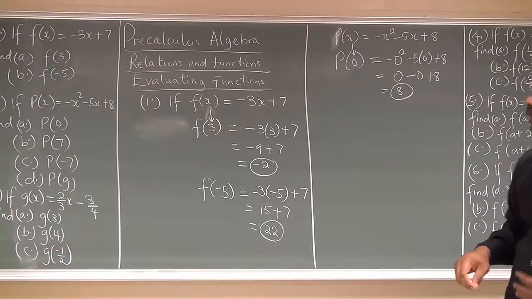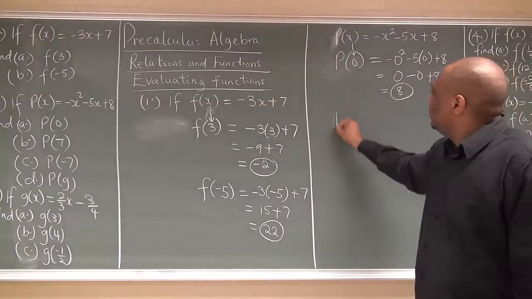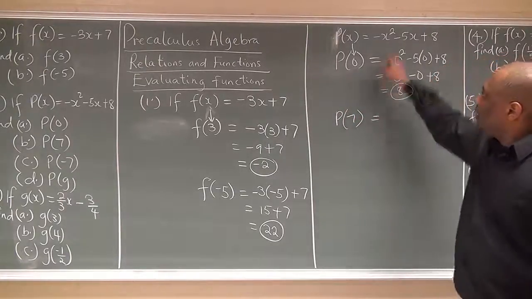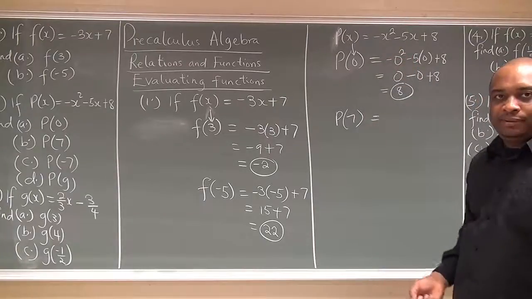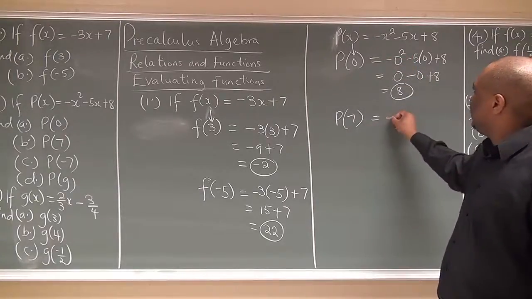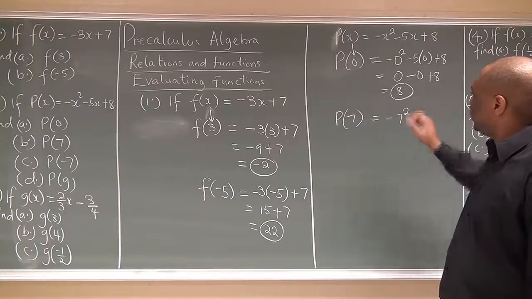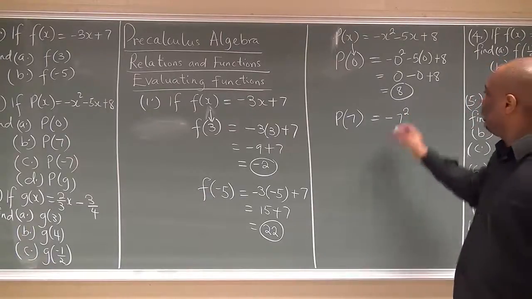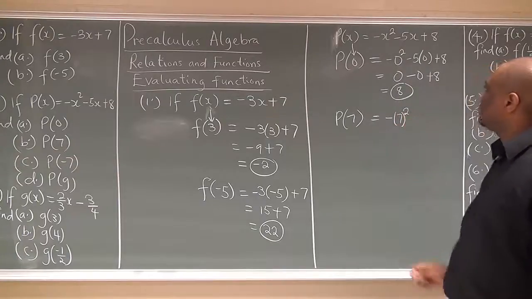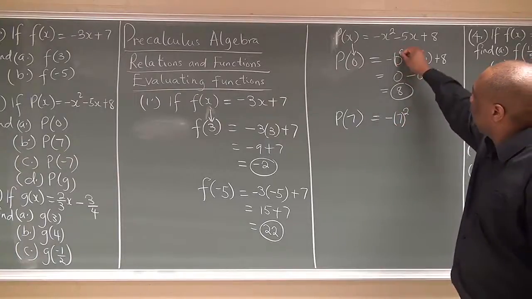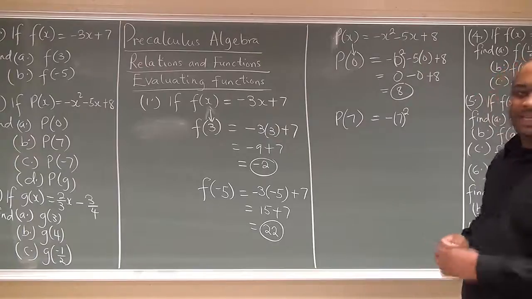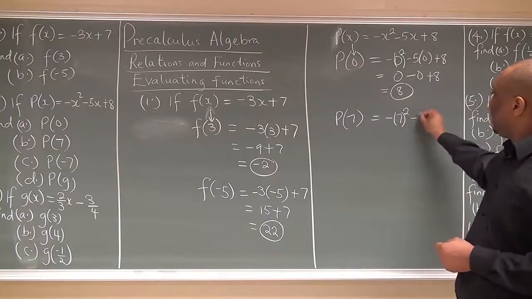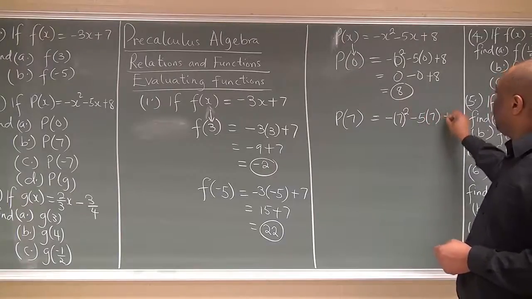That is it. Then the next one, you're asked to find p of 7. Likewise, wherever you see x, you replace with 7. So this means negative 7 squared. Right? You can put this 7 in parentheses. If you want, you can put the 0 in parentheses to be on the safe side. So this is negative 7 squared minus 5 times 7 plus 8.